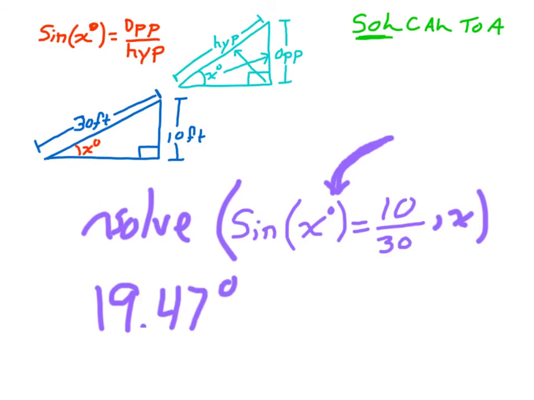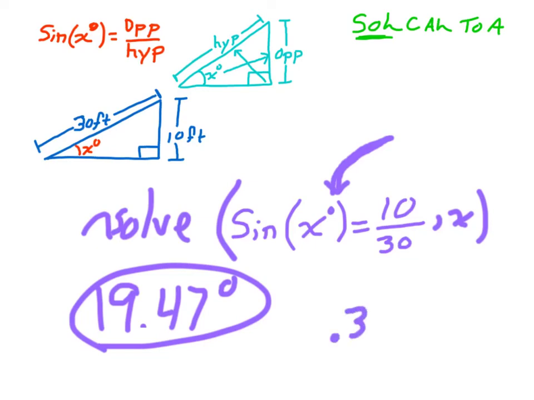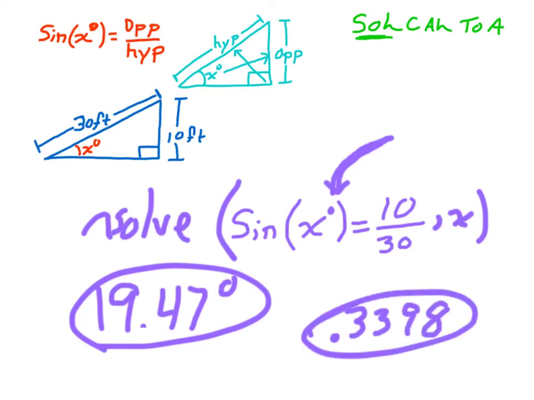19.47 degrees. Now, if I didn't use this degree symbol, it would have given me a different number entirely. It would have given me the number 0.3398, which is very different. Now, that is actually a measure in radians. Radians we'll talk about later. It's another unit, like inches versus centimeters. They're similar, but they're not the same thing.